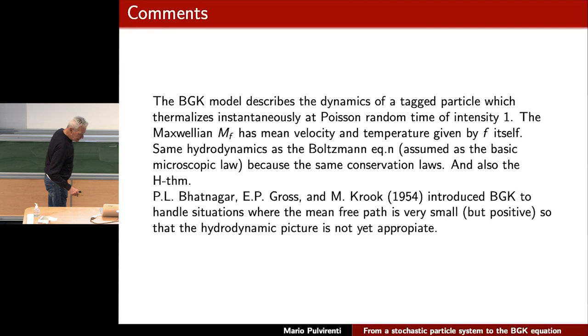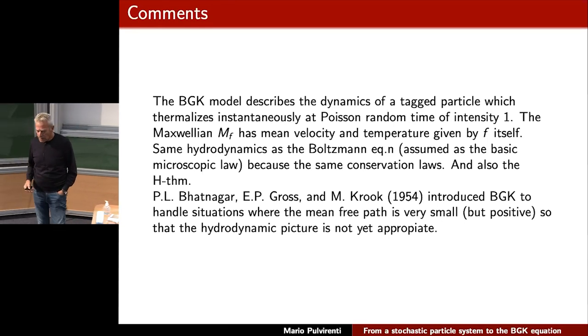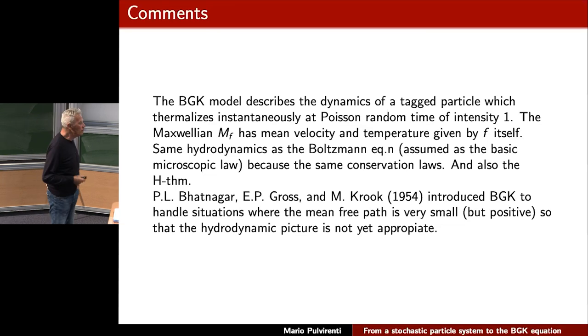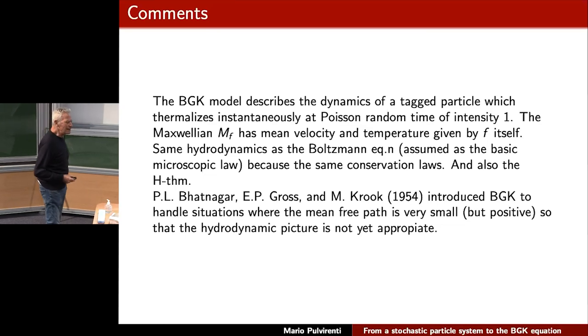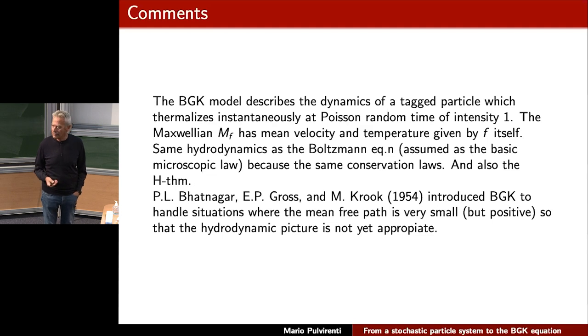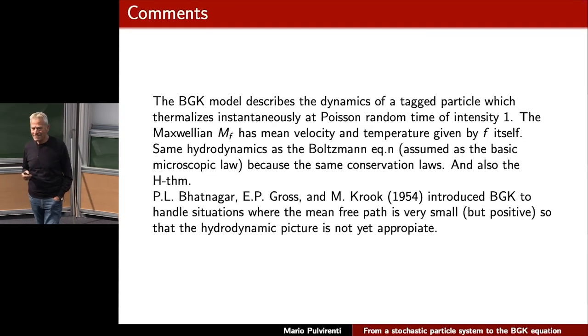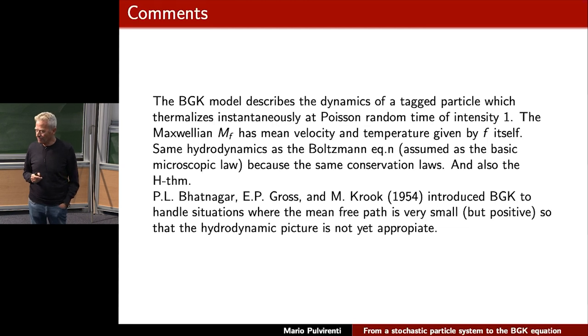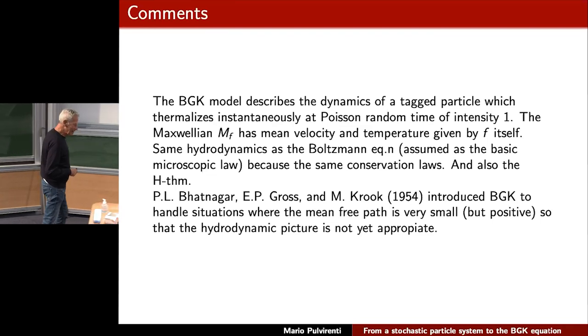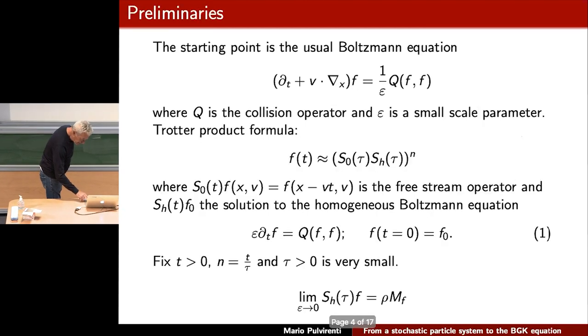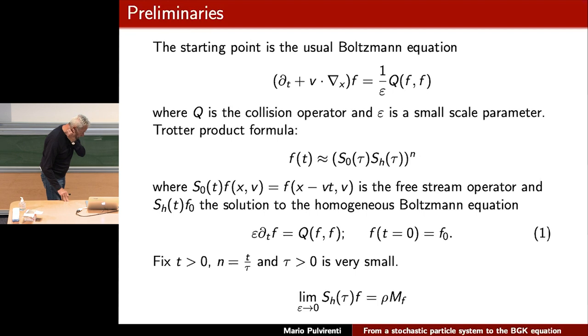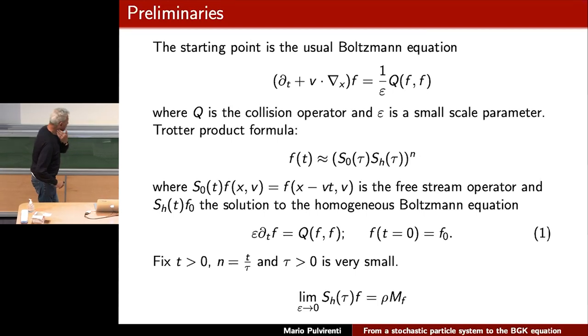The reason why BGK introduced this equation is practical. They are physicists, and practical, in order to simplify the computations when you are in an intermediate regime between the hydrodynamical limit and the pure kinetic regime. What is interesting in this paper is that the microscopic starting point was the Boltzmann equation itself. So no Newtonian particles. Here everything is stochastic. And the argument of BGK is more or less the following.